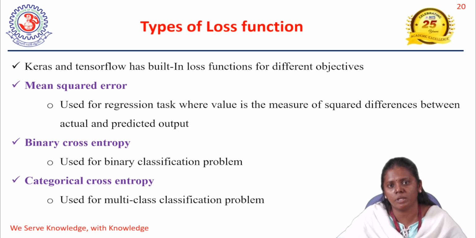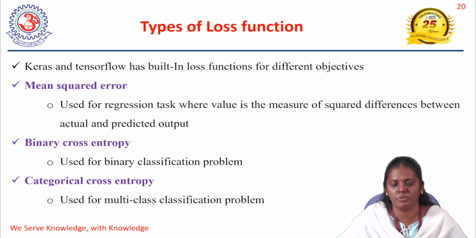Whereas what is a classification task? I'm going to identify whether that person will buy a car or not. I'm going to predict whether a person is having a disease or not. I'm going to find whether the image belongs to a dog or a cat. So this is a classification problem. So mean squared error is used for regression kind of tasks. The second kind of loss function is binary cross entropy. From the name itself, it is very clear it is used for classification problems, that too binary classification problems, this or that.